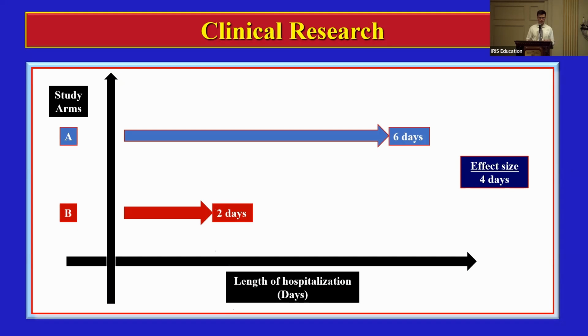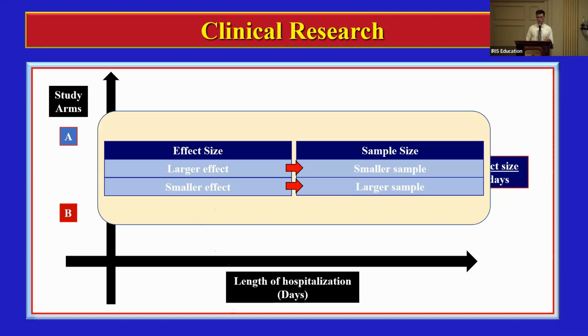But let's say instead of study arm B being hospitalized for 2 days, they're actually going to be hospitalized for 4 days. Well, now our effect size that we are estimating is 2 days. So which effect size do we want to use in our sample size calculation? Depending on the one we choose, there's going to be implications in the total sample size needed to do our research. If we have a larger effect that we're estimating, we will need a smaller sample in our research study. And if we have a smaller effect that we estimate, we'll need a larger sample to do our study. It's pretty intuitive here.